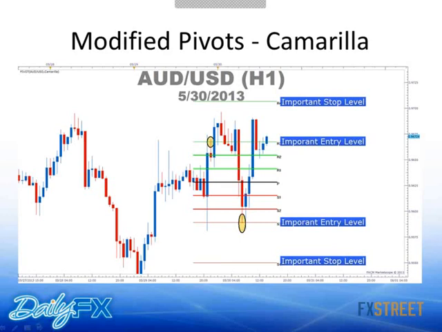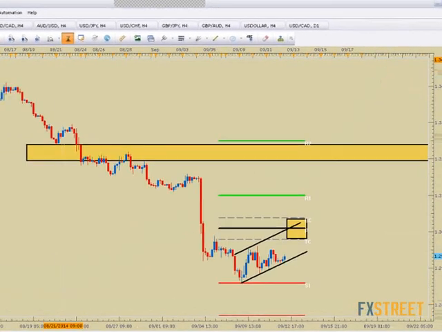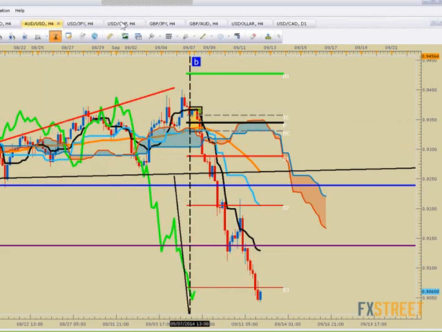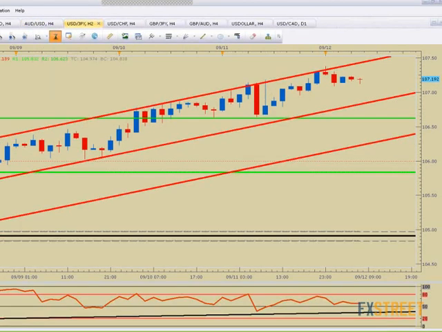Because of that, in a downtrend, I'm looking at the R3, right, as far as Camarillas. Let's go ahead and add Camarillas. We'll go ahead and add it to dollar yen. So I'll take everything off here.